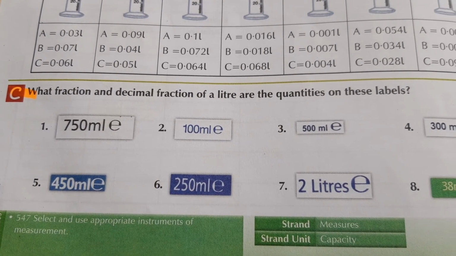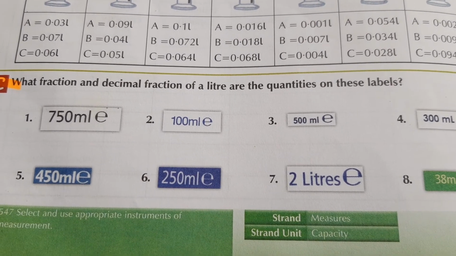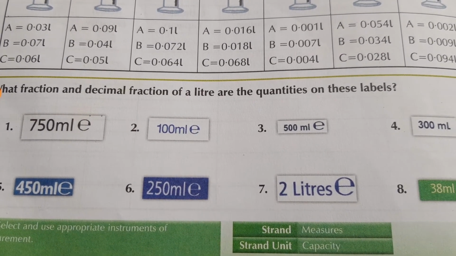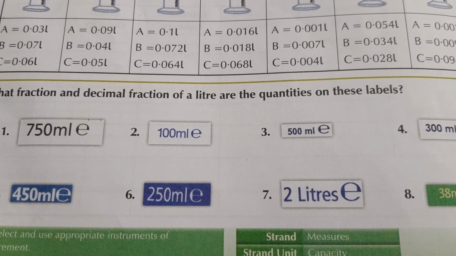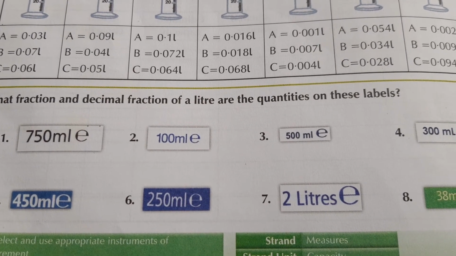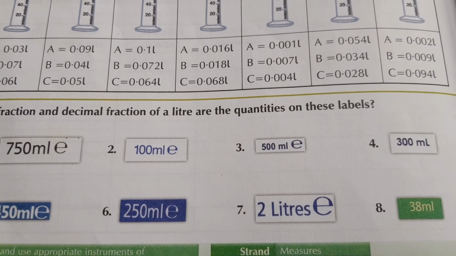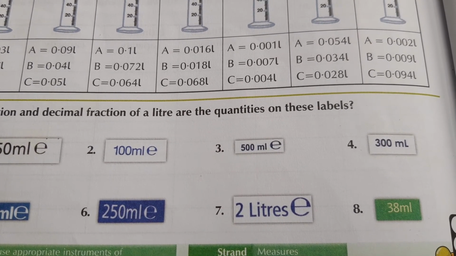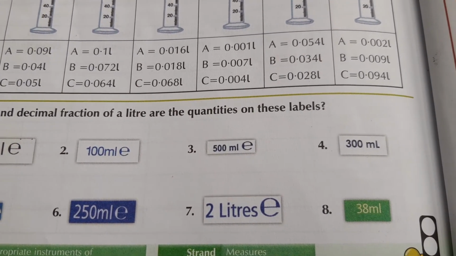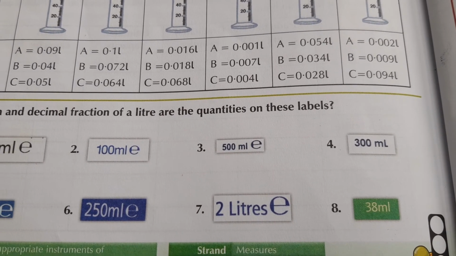So part C is looking at what the quantities are on these labels. So number 1 is 3/4 as a fraction and as a decimal fraction 0.75. B is 1/10 or 0.1. 3 is a half or 0.5. 4 is 3/10 or 0.3.